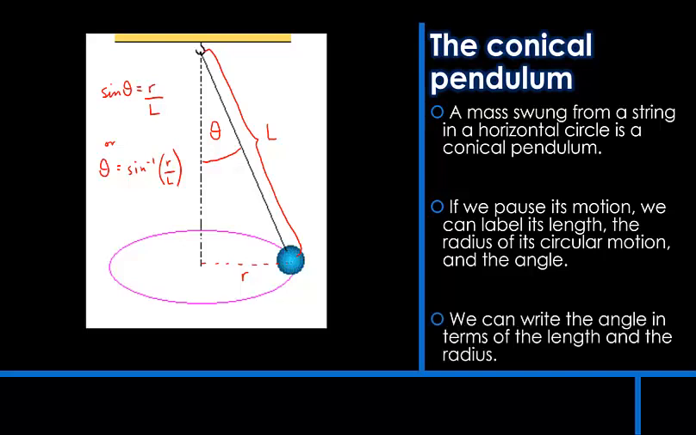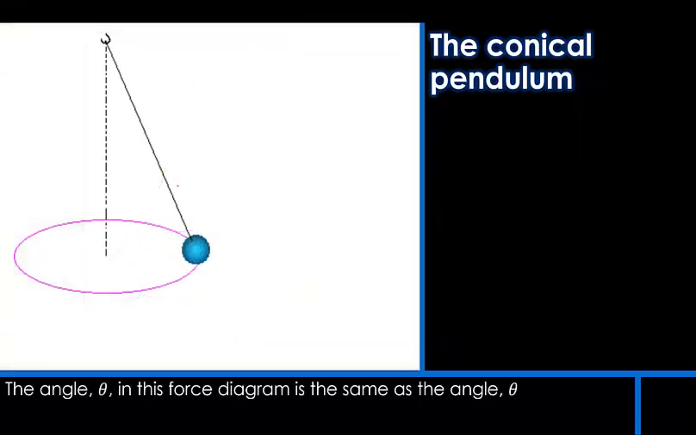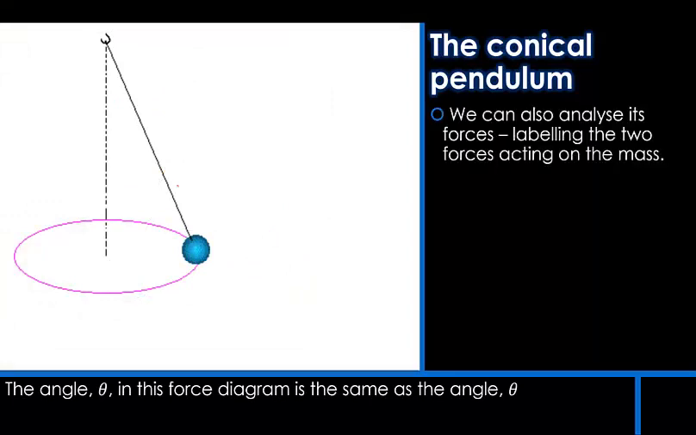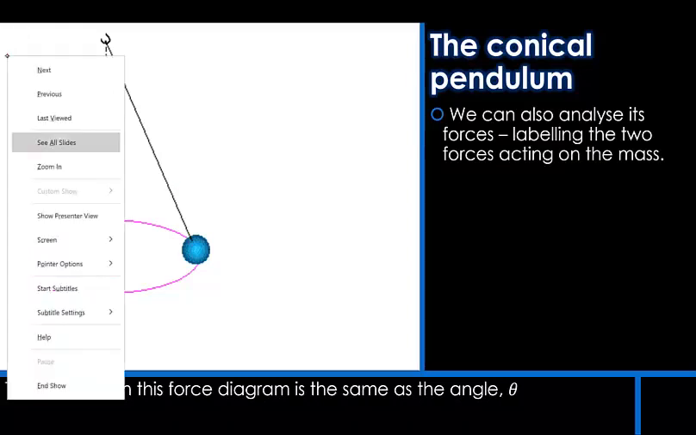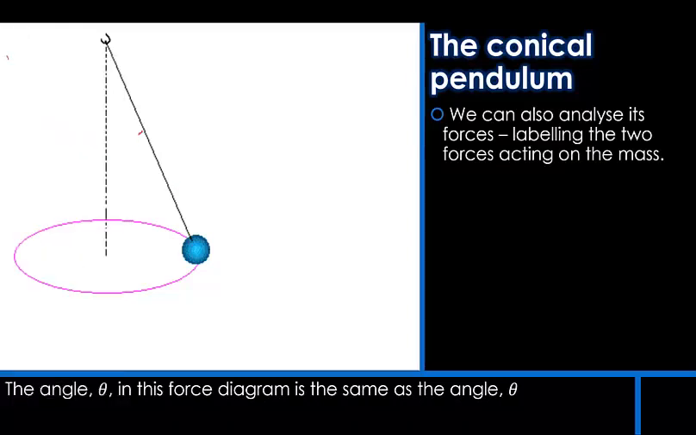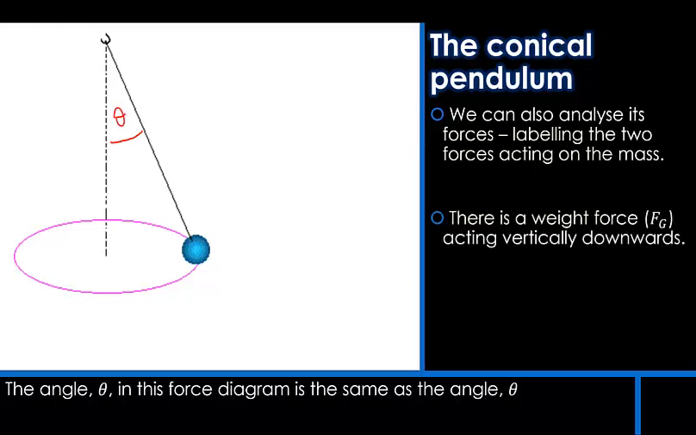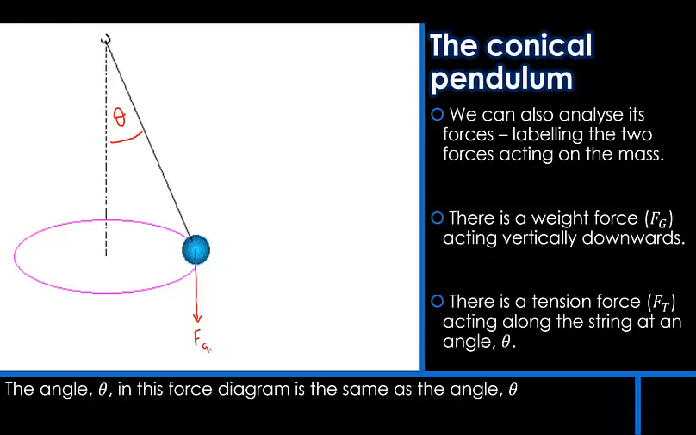Okay, so the next step is going to be to think about what forces are acting in this situation. So we'll have a look at that now. So we can analyze the forces here too. So let's call this angle here theta. So we can label in these forces. We have a weight force acting vertically downwards on the ball. Call that F subscript G. And we have a tension force acting along the string, which we'll call F subscript T.